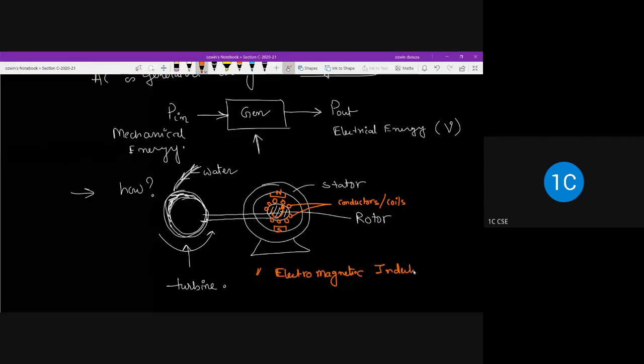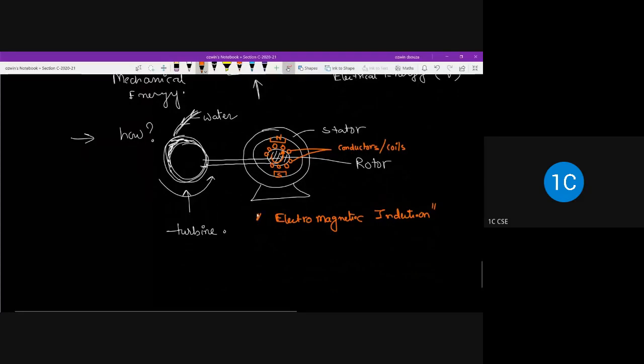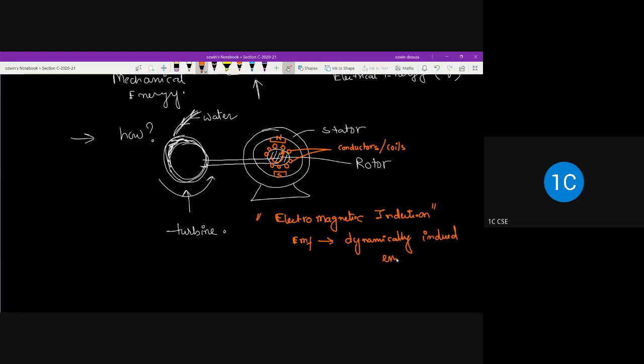Electromagnetic induction. Now, in order to produce EMF or electromotive force, there should be some motion in the conductor. So that's the reason the induced EMF is called dynamically induced EMF. So all rotating generators work on the principle of dynamically induced EMF, which is on the basis of Faraday's law of electromagnetic induction.